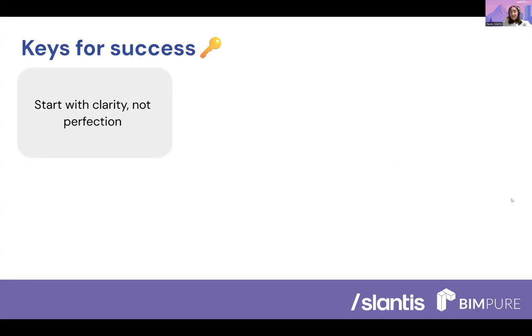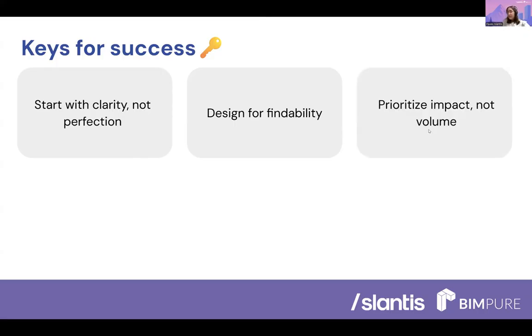Start with clarity, not perfection. So the important thing is starting, not that everything is perfect, but to start thinking about the strategy. Design for findability. So yes, the content should be not only good content, safe content to use, but easy to find and user-friendly.